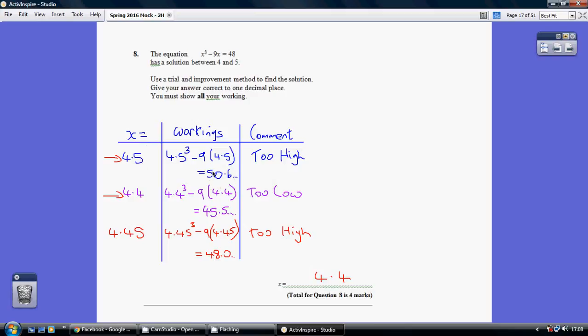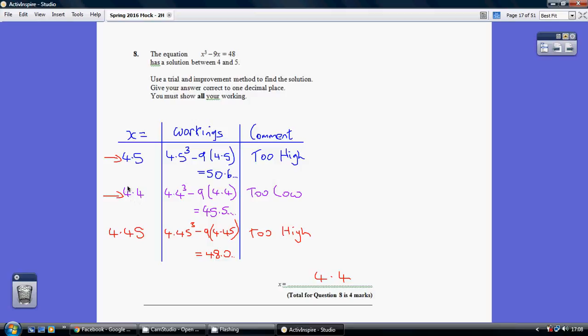Now because I was quite close, I've decided to go for 4.4. So we're going to substitute 4.4 in. 4.4 cubed, take away 9 lots of 4.4, gives me 45.5 dot dot dot. Now that's too low. That is less than 48. So 4.5 is too high, 4.4 is too low.